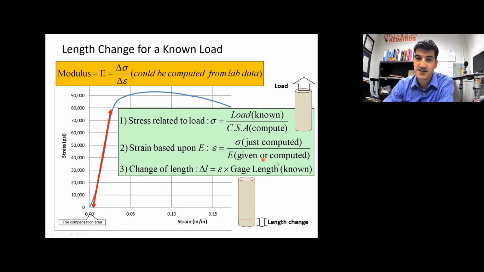And lastly, rearrange the equation for strain. Remember, strain is equal to change in length divided by original length. Rearrange that equation to solve for the change in length, and you'll find that the change in length equals the strain times the original length, which is the gauge length, which we know. So this we just solved for up here. This we know, or we can measure, so we can find what the change in length is, and that's our problem. So this is kind of like a 3 or 4 step problem.